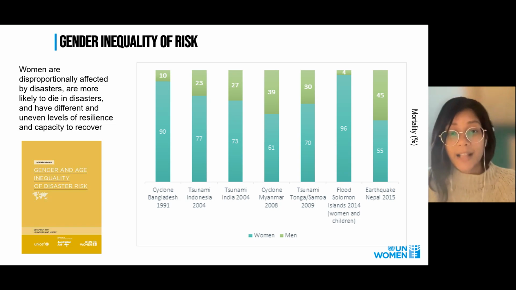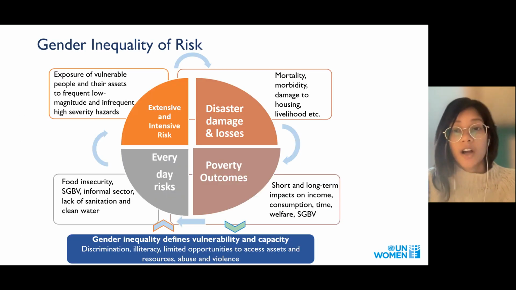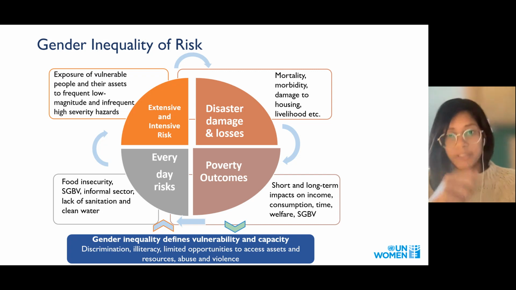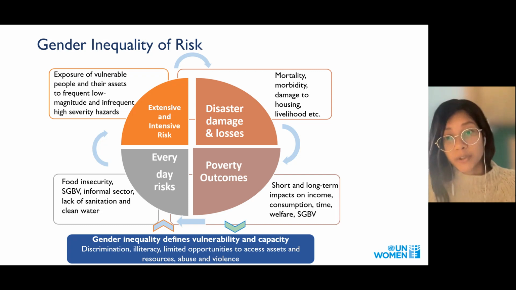Women have a higher rate of mortality in disasters and have different and uneven levels of resilience and capacity to withstand disasters and to recover. We have evidence of women's higher losses in livelihoods and the feminization of poverty in disaster-prone areas, especially among female-headed households. And in the aftermath, or rebuilding after a disaster, women tend to be more severely affected than men, particularly in their economic opportunities, and also experience higher rates of gender-based violence following a disaster.